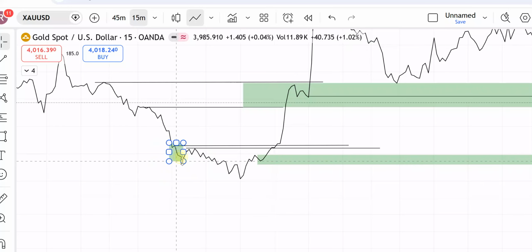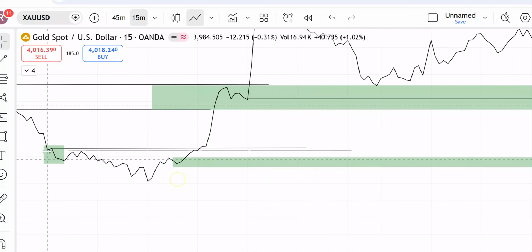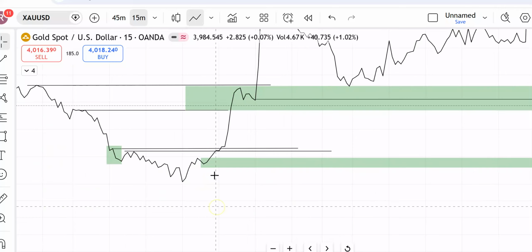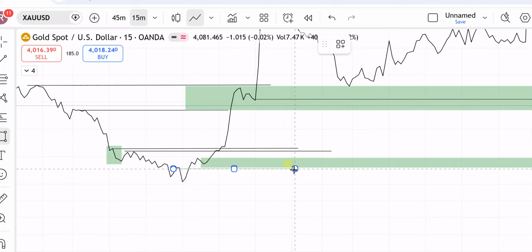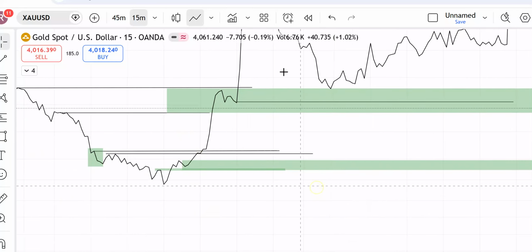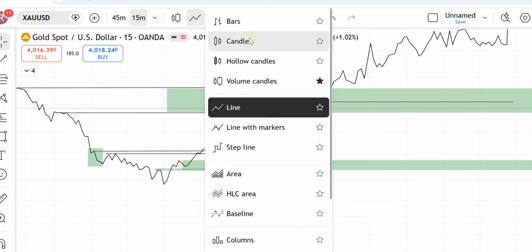So here you can see the market broke the structure, but the market did not give that proper retracement. Because if the market breaks the structure and then should come back to this key level, it means it's a proper retracement, but the market didn't give the retracement at this point. So now I converted it into the candle chart.